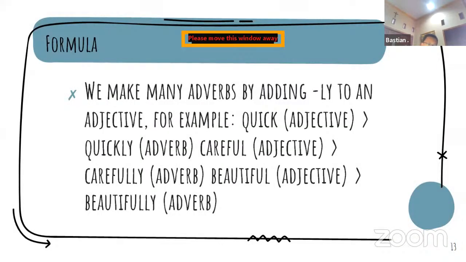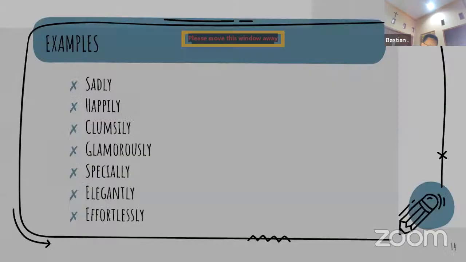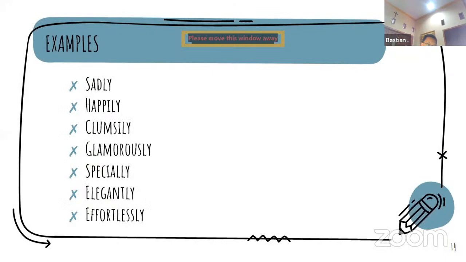As for the formula, we make many adverbs by adding "ly" to an adjective. For example, quick to quickly, careful to carefully, beautiful to beautifully. And some individual examples are sadly, happily, clumsily, glamorously, especially, elegantly, and effortlessly.